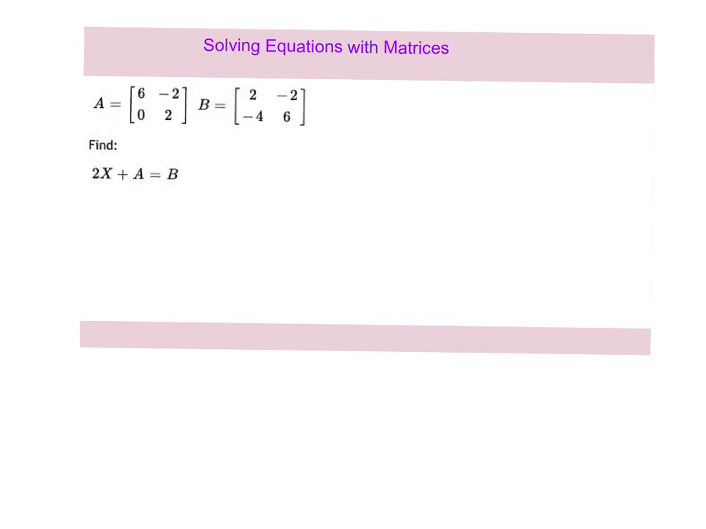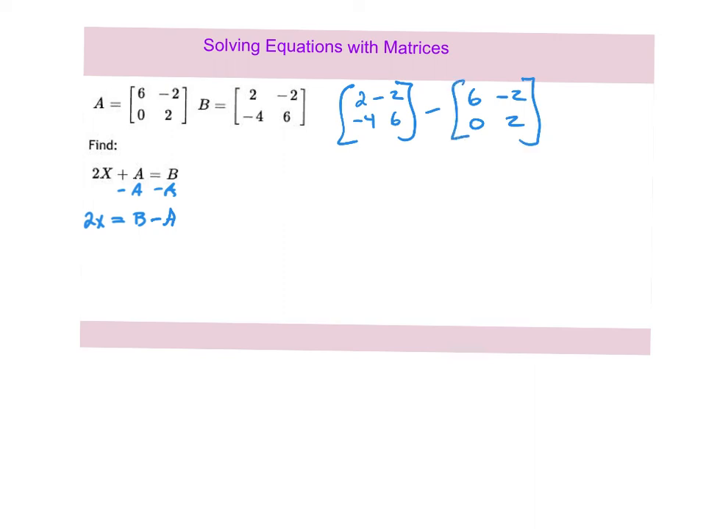And the last thing we're going to do is solve an equation. Well, to solve an equation using matrices, we start off by doing how we would solve any equation. So if I had the equation 2x plus a equals b, I would subtract a from both sides. So that gives me 2x equals b minus a. So the first thing I need to do is go ahead and do b minus a. Well, my b matrix is 2, negative 2, negative 4, and 6. Minus my A matrix, which is 6, negative 2, 0, and 2.